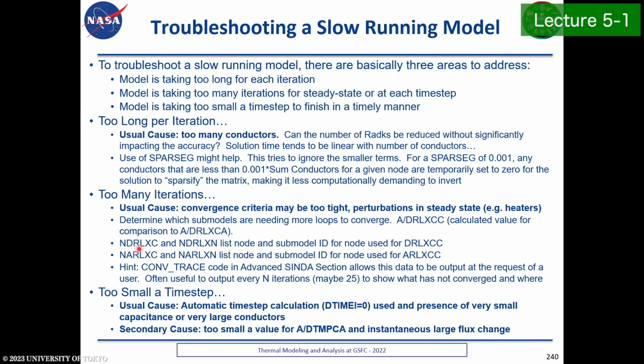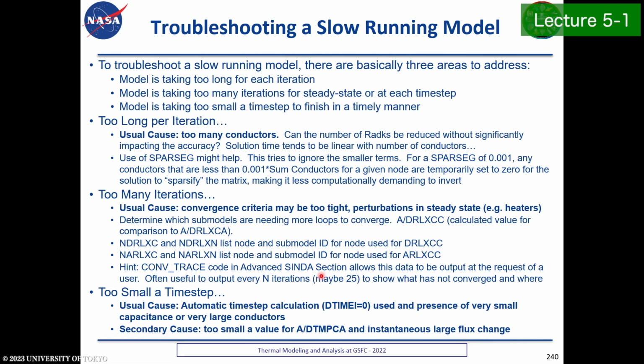There's the ND RLXCC. These give you the node and submodel ID for the relaxation node. For diffusion, this is for arithmetic. And then there's this convergence trace code in the advanced Cinda model, which basically I'll output probably every 50 iterations in my steady state runs, and then transient, just to say which submodels are causing me to not be converged.